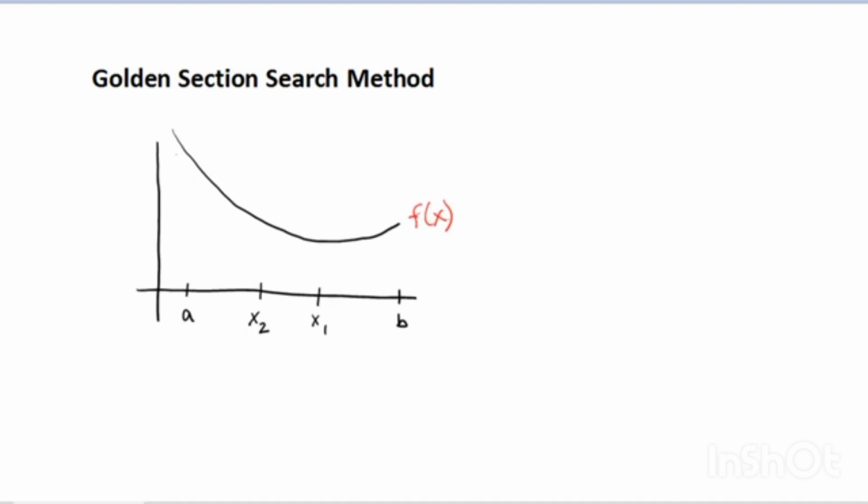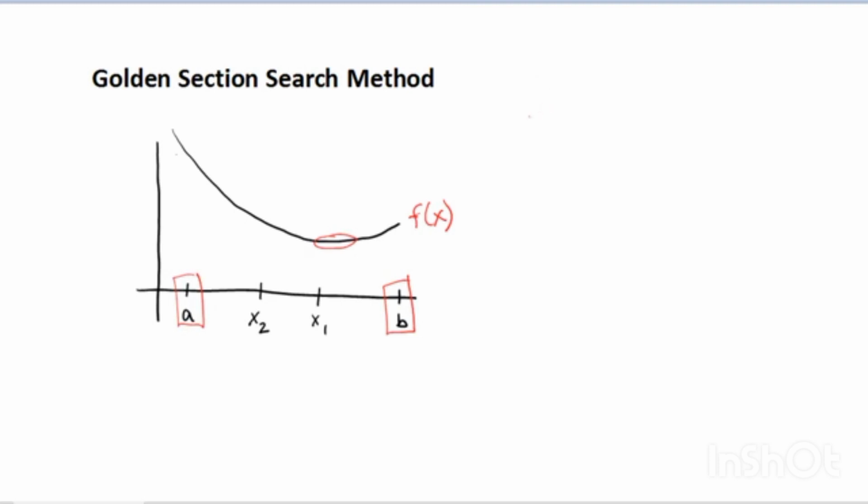Oftentimes you might not know what this looks like, you might not have a plot of it, but I'm going to show you the general idea of trying to find the minimum. Obviously the minimum lies somewhere, let's just say in this region, but we don't know the minimum. So the golden section search method is a pretty unique and interesting way to find the minimum. We start out with bounds. Just like the bisection technique, we have an a and a b that we choose on some interval. We want to find the minimum in that interval.